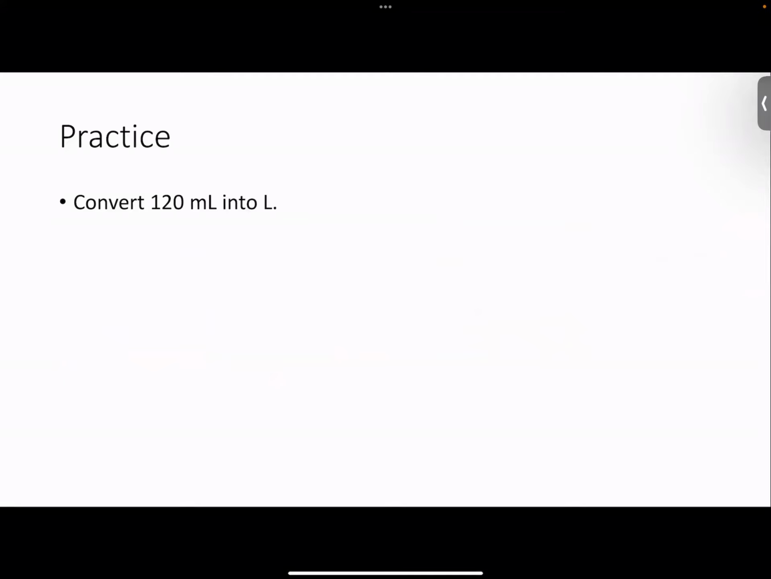Convert 120 milliliters into a liter. You start out with what you were given, which is 120 milliliters. You identify what you want to solve for. I want liters. The next thing I do is figure out a conversion factor. Now, here's the first thing I want to help you with. The terms milliliters and liters, they have something in common. They have the word liters in common. Since they have the word liters in common, that means you're going to use your metric prefix conversion factor.